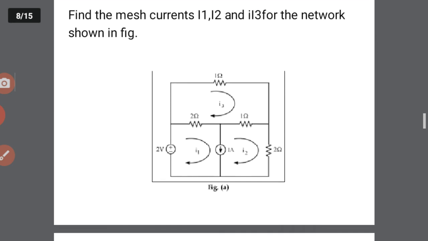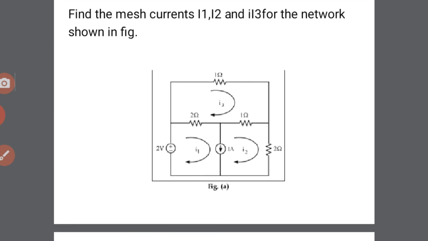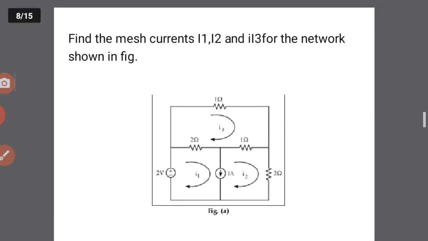Only one thing to remember: the difference between normal mesh equations and super mesh equations is that we apply super mesh when a current source exists between two loops. That means the current flowing between the two loops is given in the circuit, instead of assumed current directions. Then we apply the super mesh analysis.